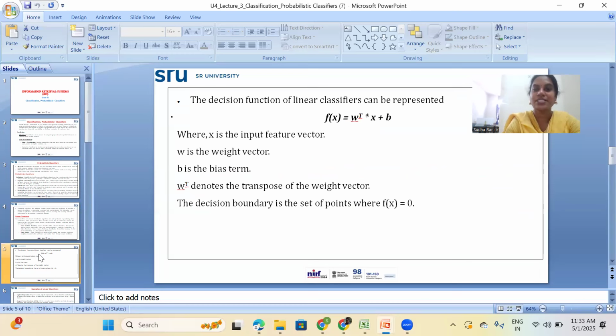Here for the decision classifiers, we can represent the formula f(x) = w^T x + b, where x is the input feature vector, w is the weight vector, b is the bias term, and w^T denotes the transpose of the weight vector. The decision boundary is a set of points where f(x) = 0. This is the formula for a linear classifier.